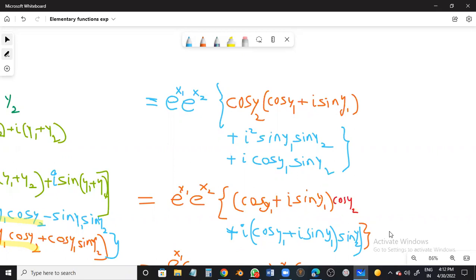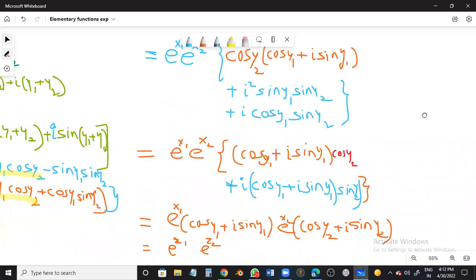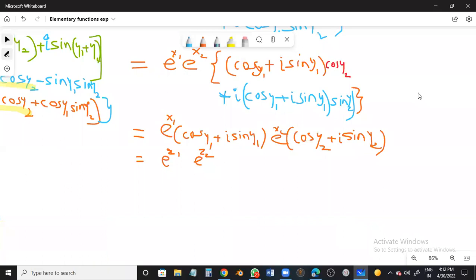So that we have done. Inside we are left with cos y1 plus i sin y1. And you see the bracket as a whole is common, so we will take the bracket common and we are left inside with cos y2 plus i sin y2. Only while writing, we have taken care that along with the cos y1 and sin y1, we will have e raised to x1. And along with this cos y2 plus i sin y2, I can write e raised to x2. So that I'll get this to be e raised to z1 into e raised to z2.